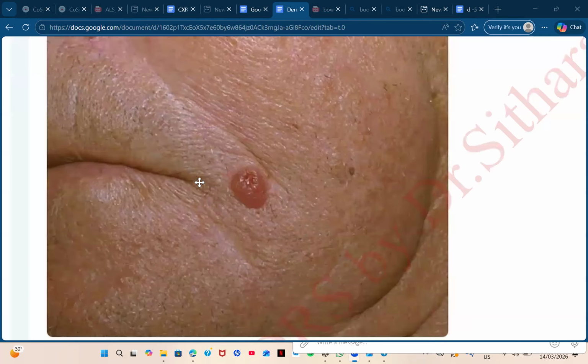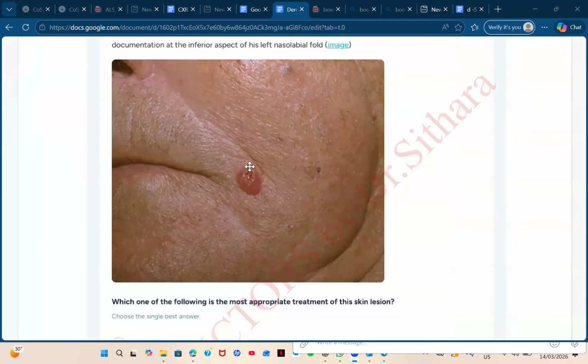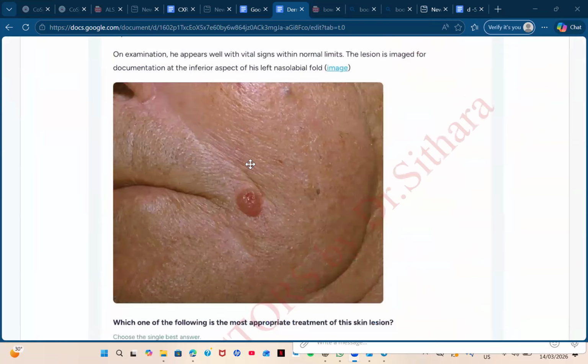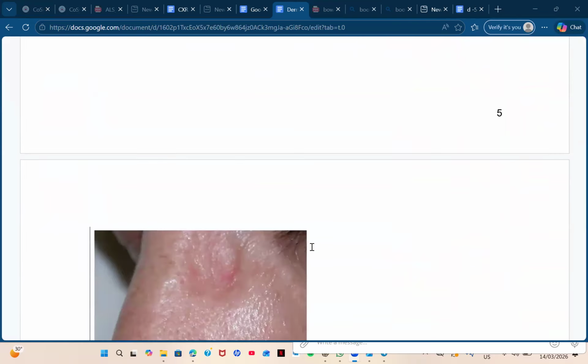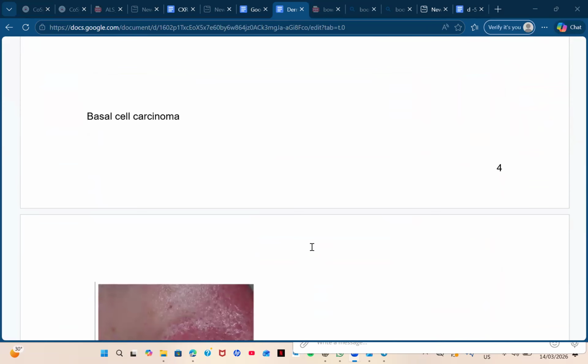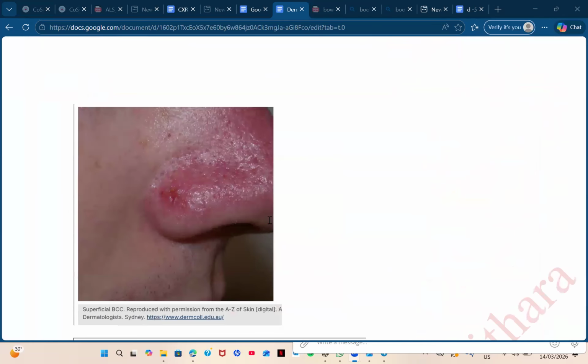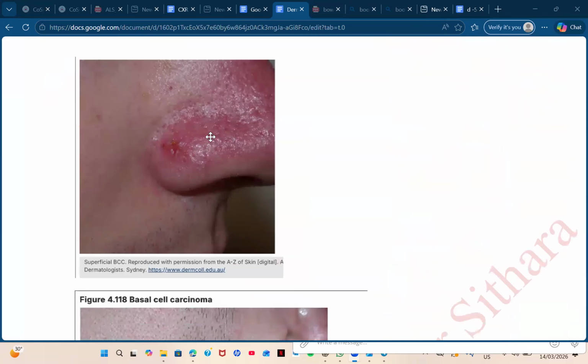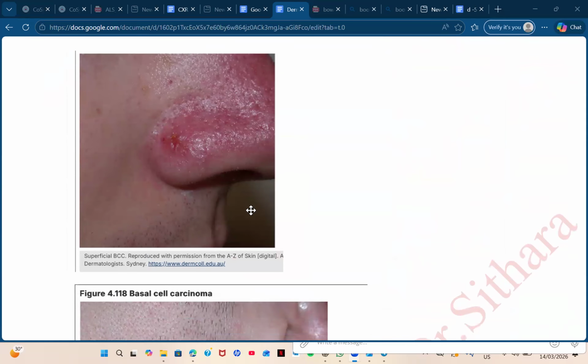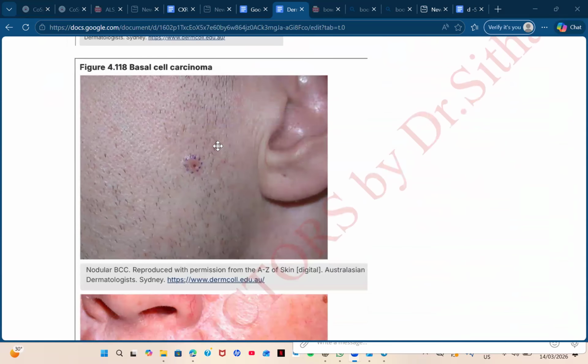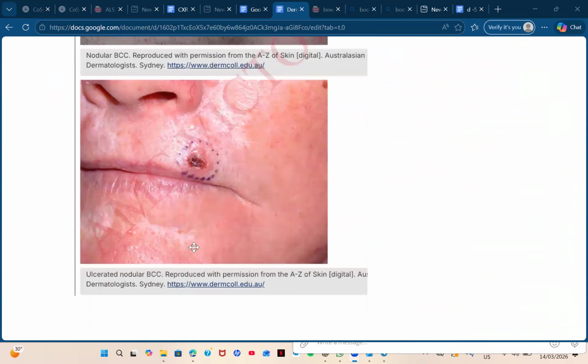Here you can see a typical picture: rolled edge, pearly shape, central telangiectasis, right? Good. That is the typical presentation, and other than that you have different types. Here is superficial BCC, and here you have nodular BCC, and ulcerated nodular BCC, right?